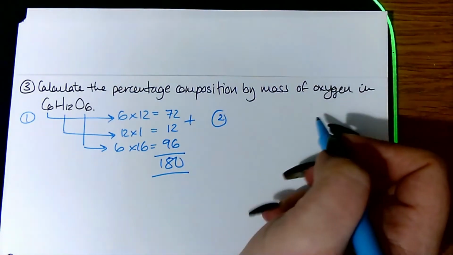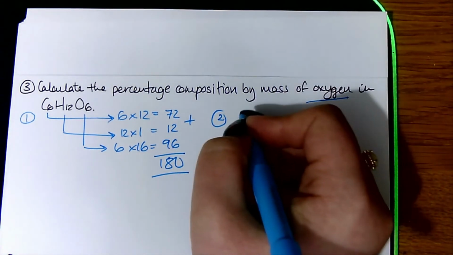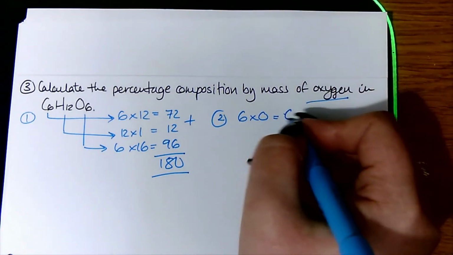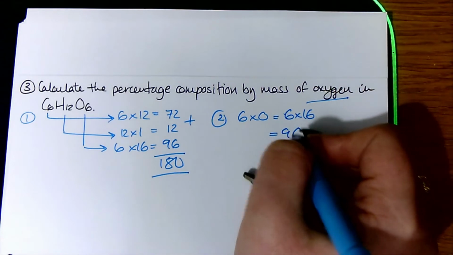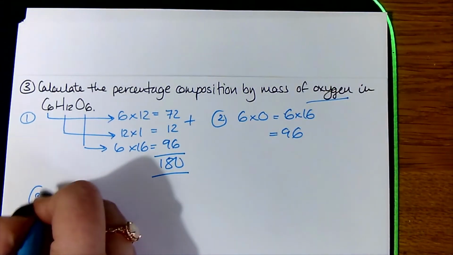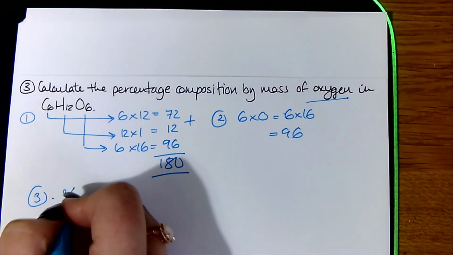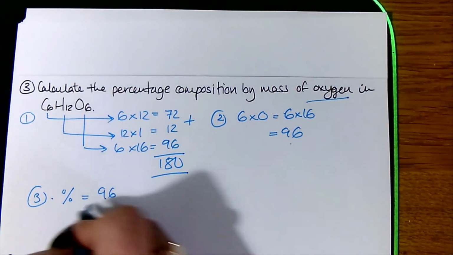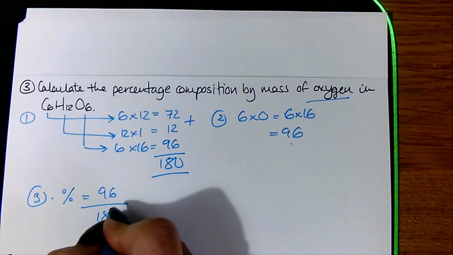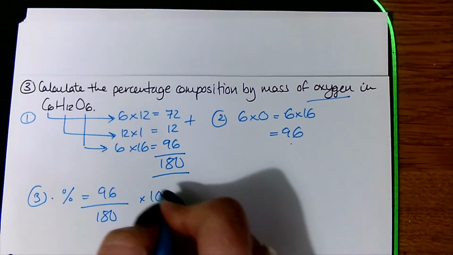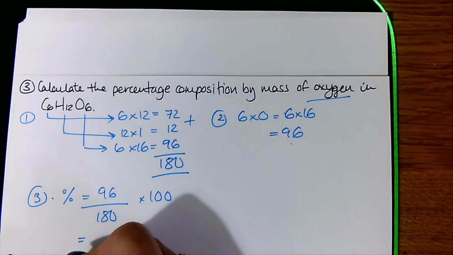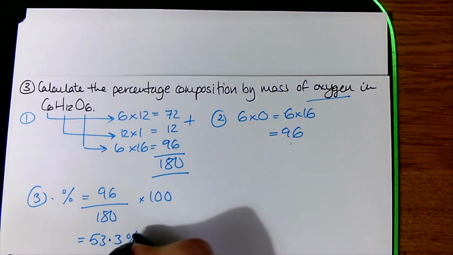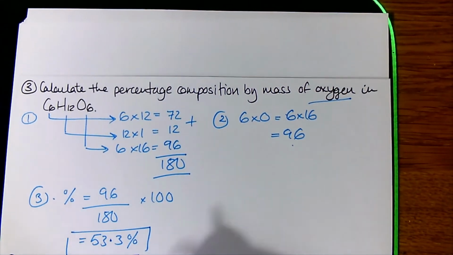The second step is asking you about oxygen. We have 6 oxygens in the sample, so we are going to have 6 times 16, which gives us 96. And when we're working out the percentage composition by mass, we take the mass of the element in question, we divide it by our gram formula mass for the compound, and if we times that by 100 and work it out, we should get 53.3% after rounding.